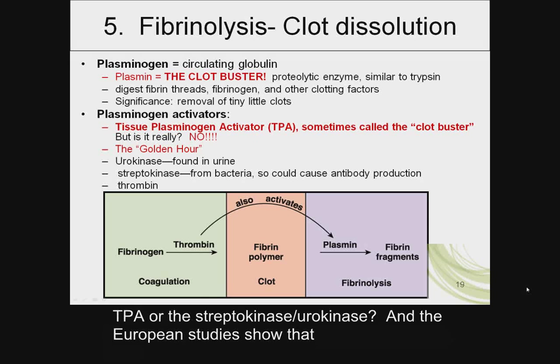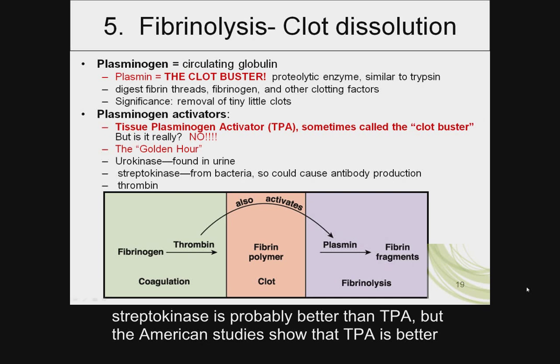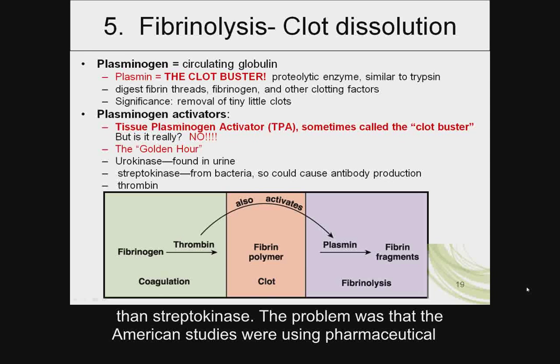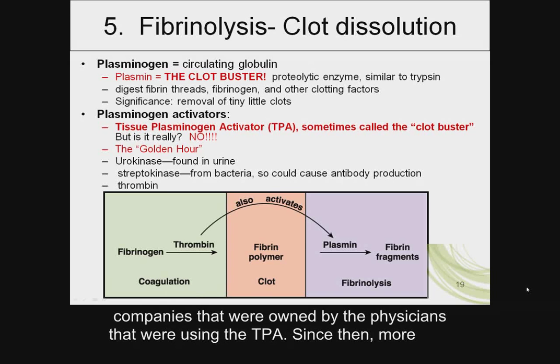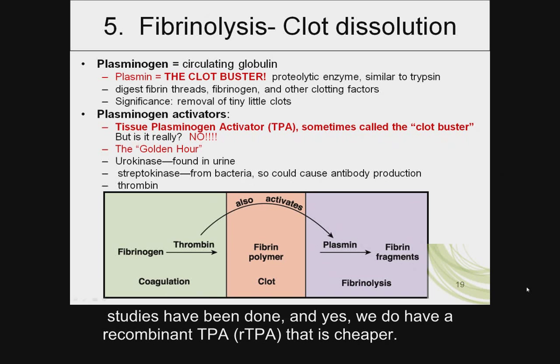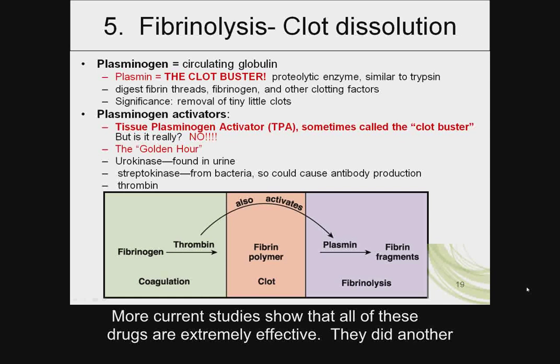The European studies showed that streptokinase is probably better than TPA, but the American studies, and these were early in the 80s, show that TPA is better than streptokinase. The problem was that the American studies were using pharmaceutical companies that were owned by the physicians that were using the TPA. Since then, more studies have been done, and yes, we do have a recombinant TPA, or rTPA, that is cheaper. More current studies show that all of these drugs are extremely effective.